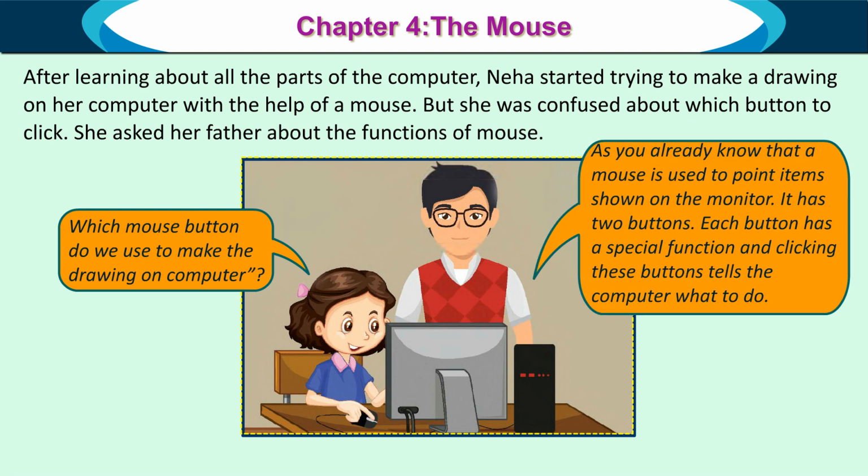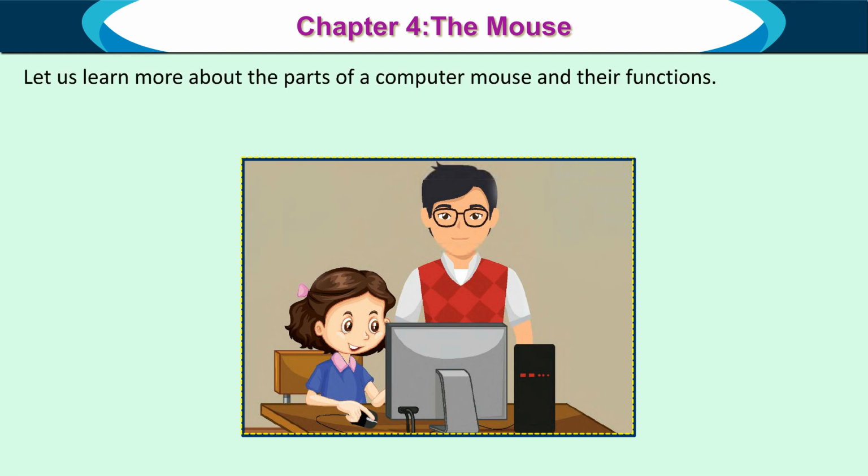As you already know that a mouse is used to point items shown on the monitor. It has two buttons. Each button has a special function and clicking these buttons tells the computer what to do. Let us learn more about the parts of a computer mouse and their functions.